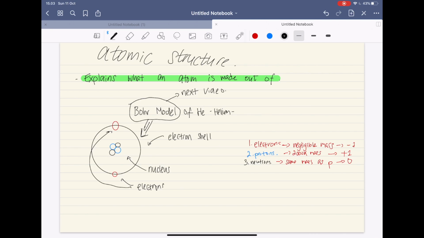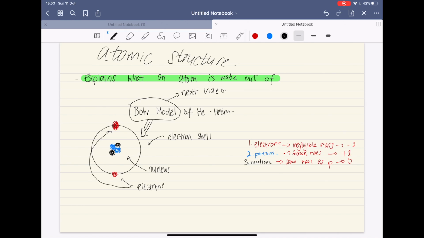In this diagram, I have color-coded the different parts. The red ones are called electrons. The blue ones are called protons, and the black ones are called neutrons. And this big circle you see around here is called the electron shell.